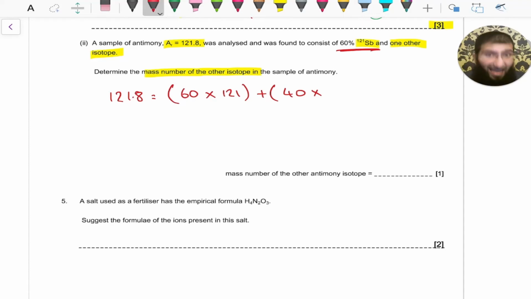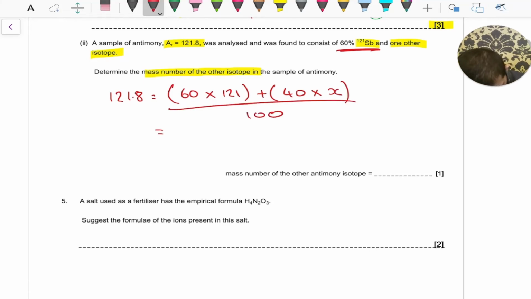So again, any letter, I'm gonna choose X again, divided by 100. So we're simply going to gather the like terms, going to take the 100 to the other side. So this part becomes 12180. 60 times 121 is equal to 7,260 plus 40x. So gather the like terms now.